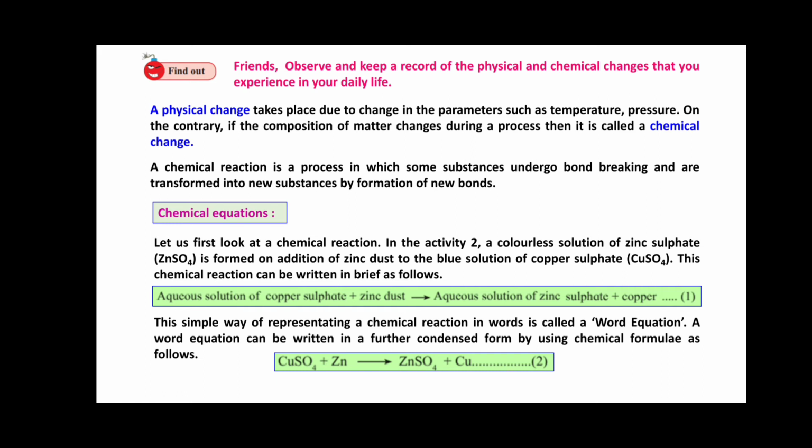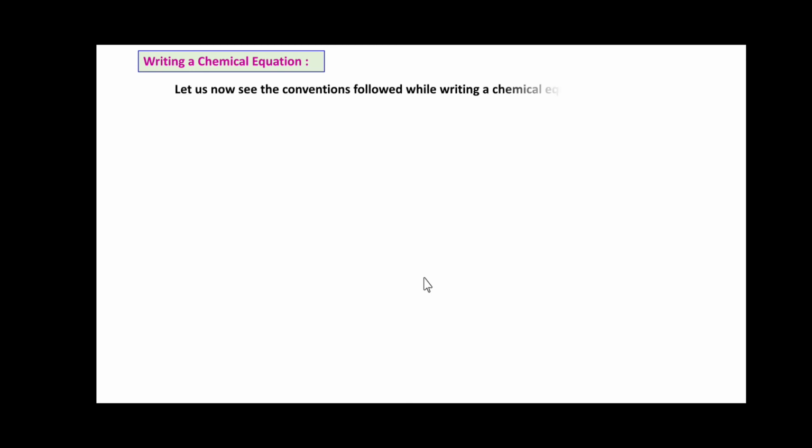In the reaction, on the reactant side, the ionic bond in CuSO4 breaks and the ionic bond in the product ZnSO4 is formed during this reaction. So friends, now what is writing a chemical equation? Let us now see the conventions followed while writing chemical reactions. On the left hand side there are reactants and on the right hand side there are products.